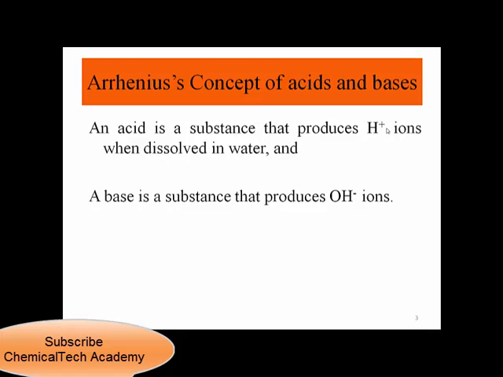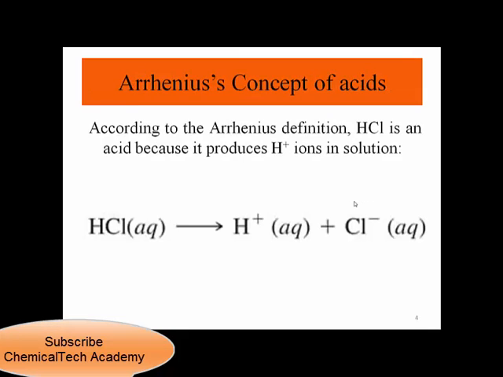This H+ ion is called proton because, as you know, hydrogen has 1 electron and 1 proton, and if it loses 1 electron, it means that H+ has only 1 proton in its atom. So we have only 1 proton, and that's why it's called proton ions. So an acid is a substance that produces proton ions, and a base is a substance that produces OH- or hydroxide ions.